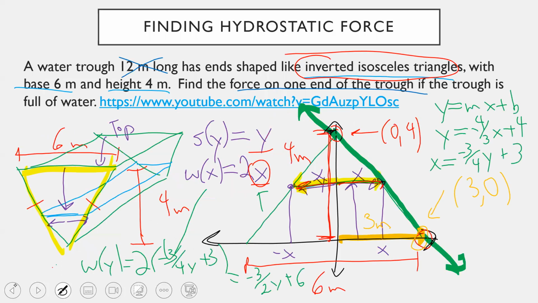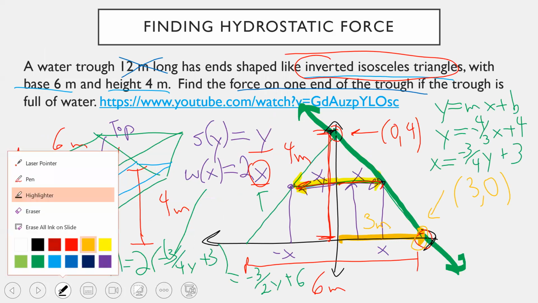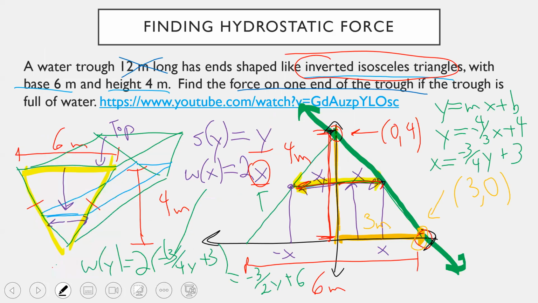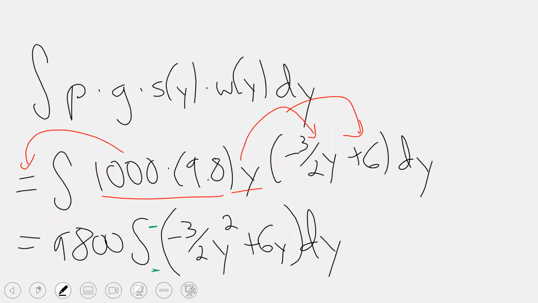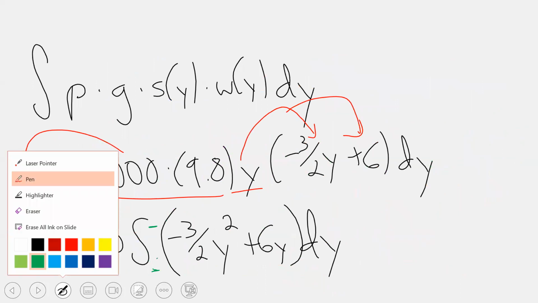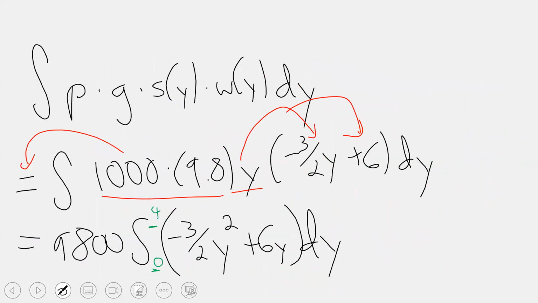So to figure out the bounds, we'll go back here to the picture, which I know is super sloppy now, but we're integrating with respect to y, so we just need to think about what y values are we covering, and we're going from here up to here. So it looks like we start down at 0 on the y-axis because the height of the trough of the triangle is 4 meters. It goes up to 4. So our bounds of integration here would be from 0 to 4.